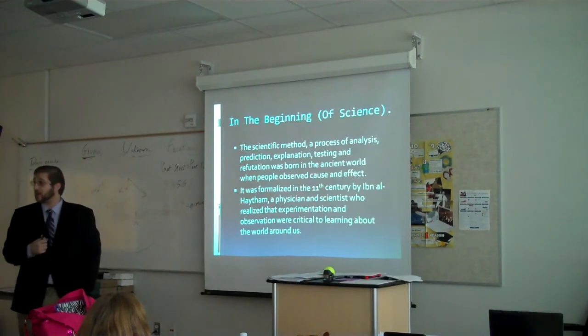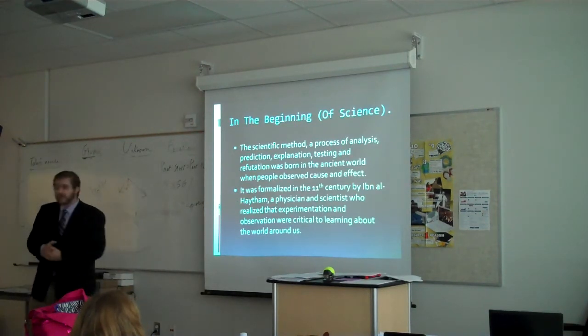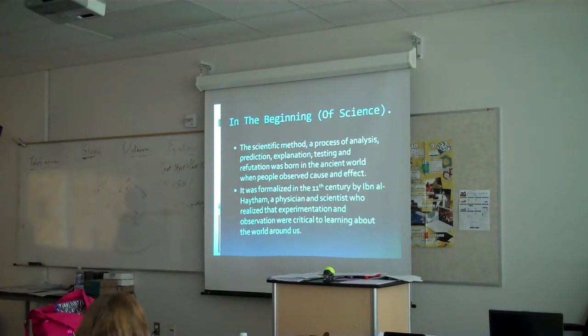Now, in the beginning of science, we had the scientific method. The scientific method is, and always has been, essentially a method of trial and error, guess and check. We first developed it when we started having written language and we were able to look at the world around us and try to figure out cause and effect. What happened? What would change it? What caused it? It was formalized in the 11th century by Ibn al-Haytham.